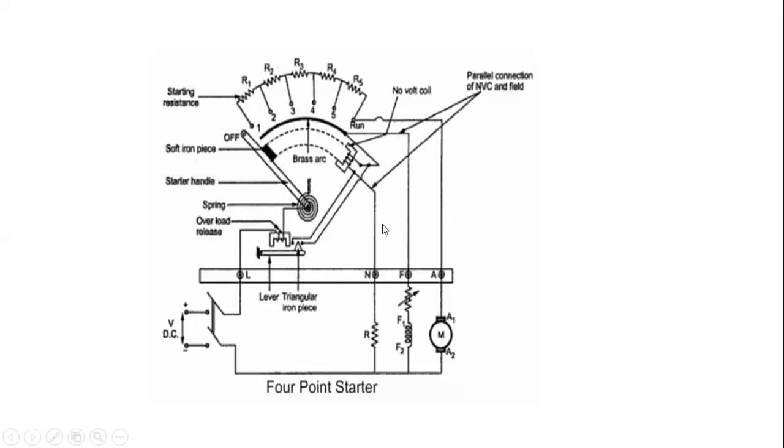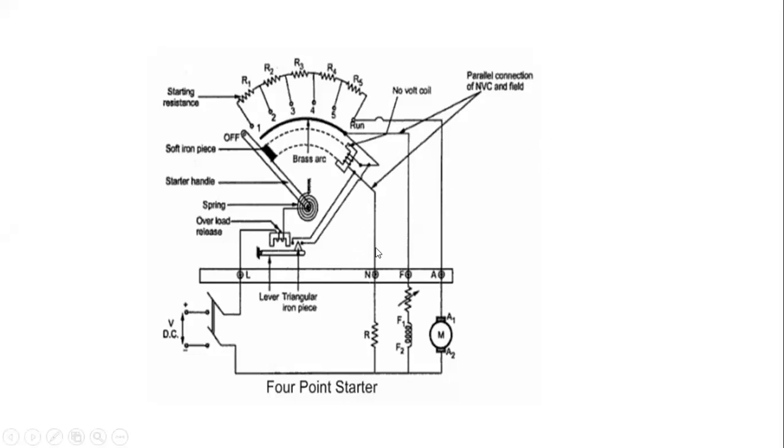Okay, but the difference between the 3-point starter and the 4-point starter is that we have 4 points in the 4-point starter, that is line, armature, field and neutral. By using these 4 points, at that neutral we are connecting the resistance. Then this type of starter is used for the speed control of DC motors also.